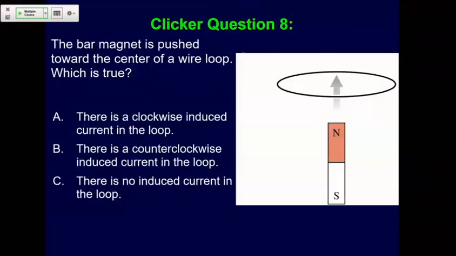So let's try a harder one now. The bar magnet in this picture is pushed towards the center of a wire loop. Which is true? So in that wire loop there, is there going to be a clockwise, counterclockwise, or will there be no induced current? What do you think?